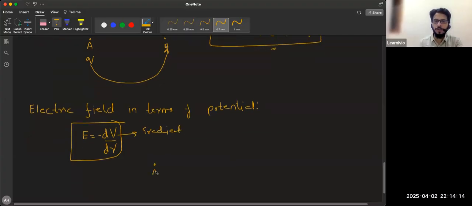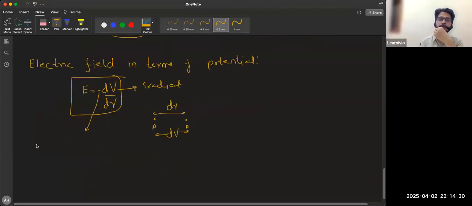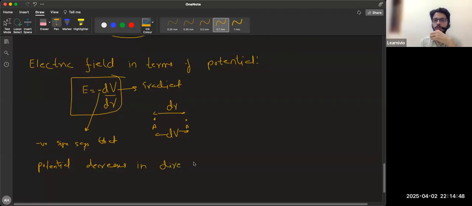So you have 2 points, one A, another B. They have a separation dr, and the potential difference between these 2 points is dV. So the electric field between these 2 points is dV by dr, gradient of potential. And this negative sign gives the direction of field. The negative sign says that potential decreases in the direction of field. So potential will decrease in the direction of field.